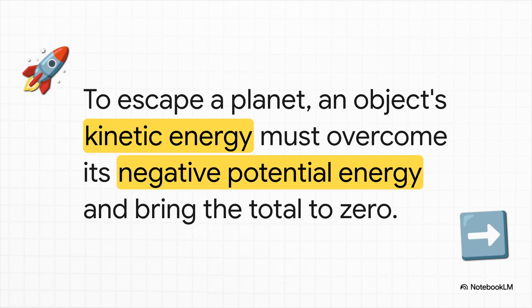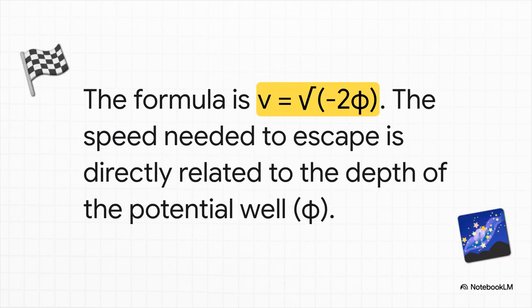Think of it like this. Being in the potential well is like being in energy debt. To escape, your kinetic energy, your energy of motion, has to be big enough to completely pay off that negative energy debt and get your total energy back up to zero. And when you do the math, when you set the kinetic energy equal to the potential energy, it simplifies down to this beautiful, elegant little formula. The escape velocity, v, is just the square root of -2 times the gravitational potential phi. It's a direct connection. The deeper the well, meaning the more negative phi is, the faster you have to go.